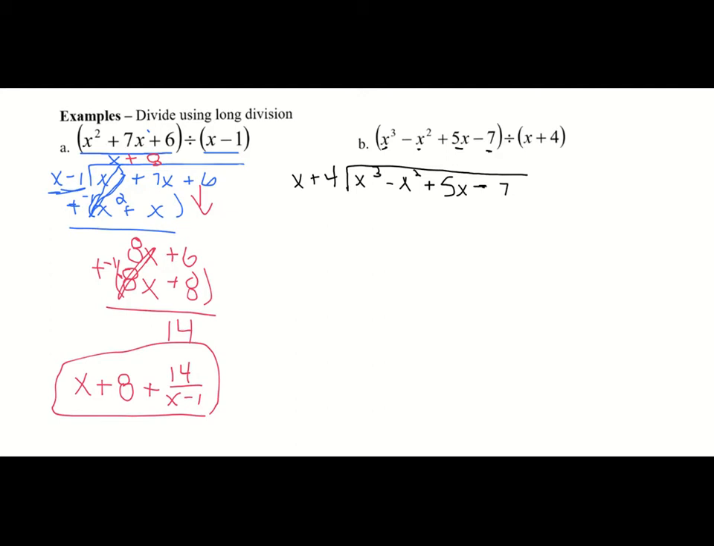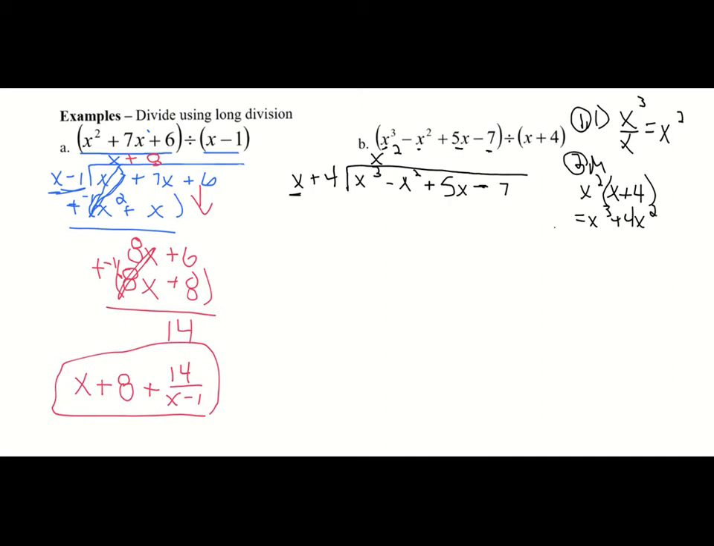All right, so we're going to start off and we're going to divide x cubed, so the first term on the inside, by the first term in our binomial. So x cubed divided by x is going to give us x squared. And I'm going to write it right there. Then we multiply. So we're going to do x squared times x plus 4. And that's going to give me x cubed plus 4x squared.